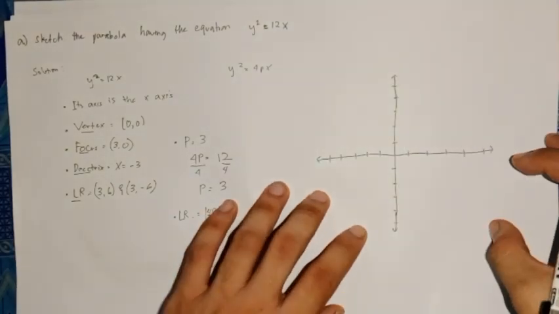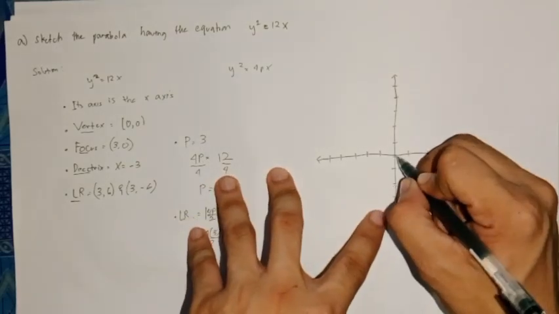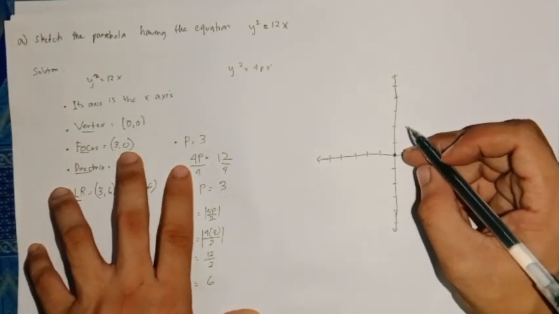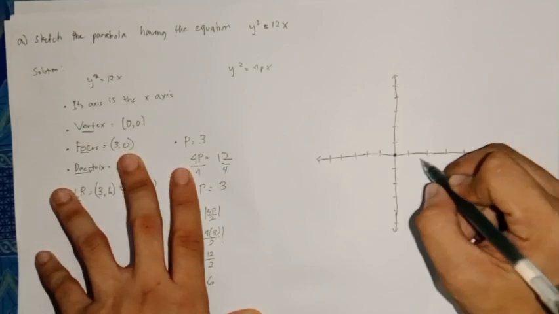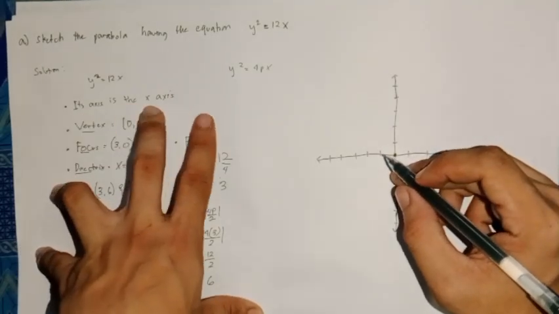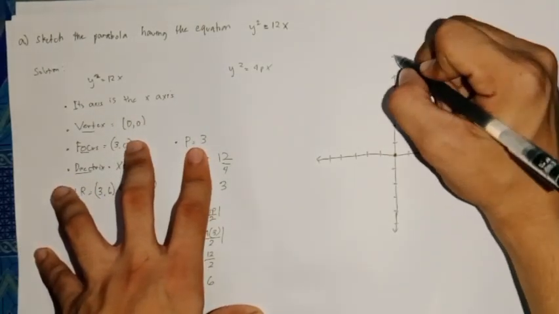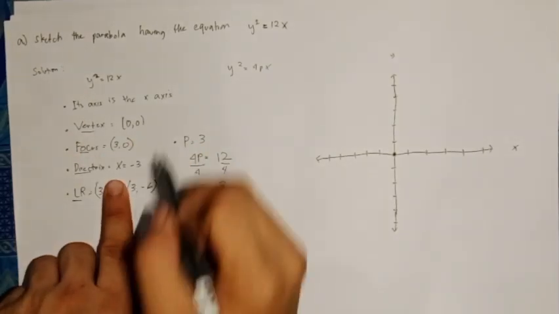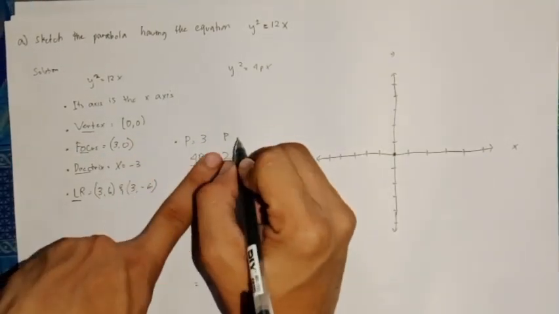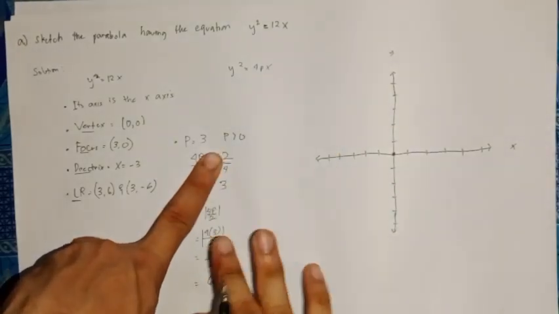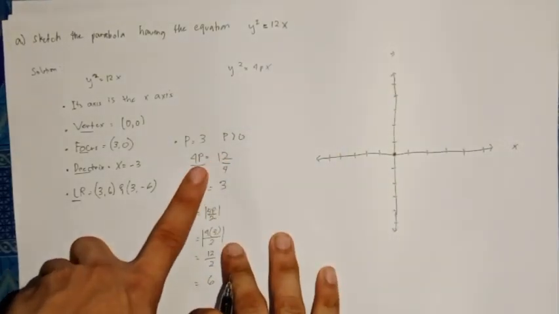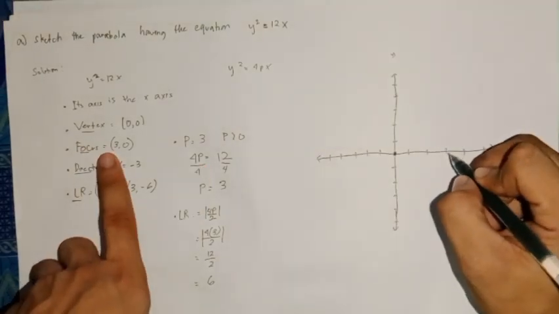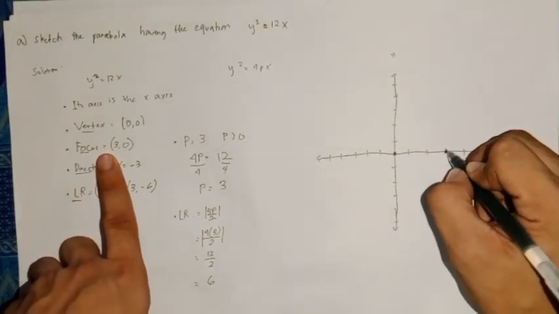First, our vertex is at the origin. Next is our focus. Since our focus is 3, 0, and its axis is the x-axis, since p is greater than 0, the parabola opens to the right. So therefore our focus is 3, 0. This is our focus.